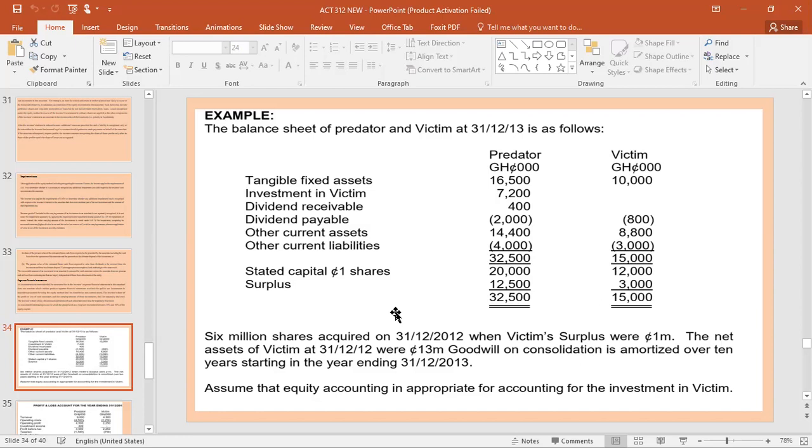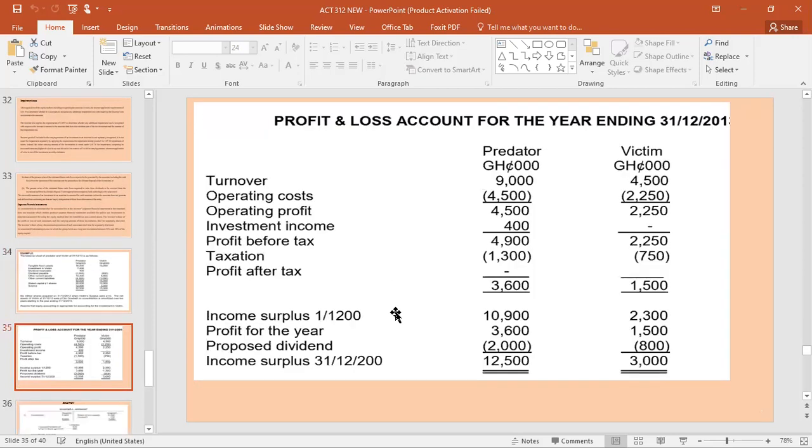The question says that we should assume the equity accounting method for the investment in victim. That's for the balance sheet. Then you have the profit and loss over there. You have the turnover, operating costs, on and on, to profit after tax. Then from there, you have the income surplus account also given to you.